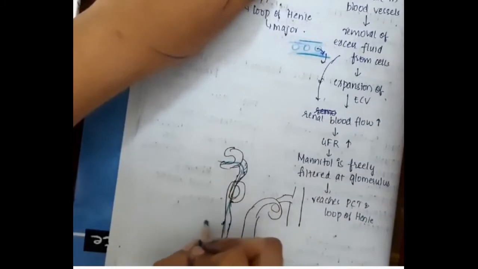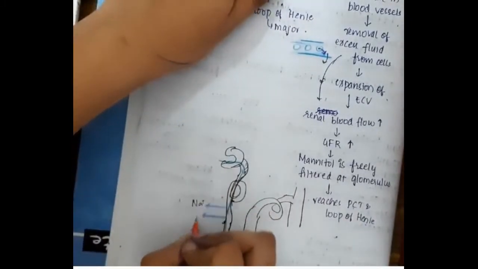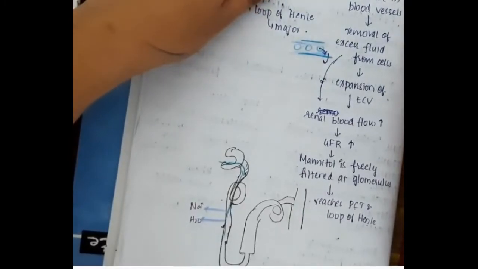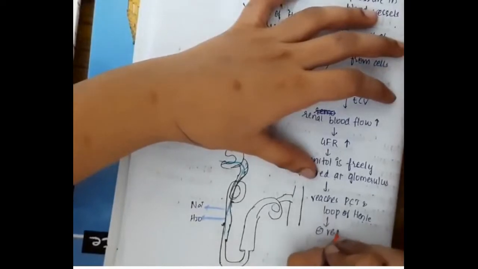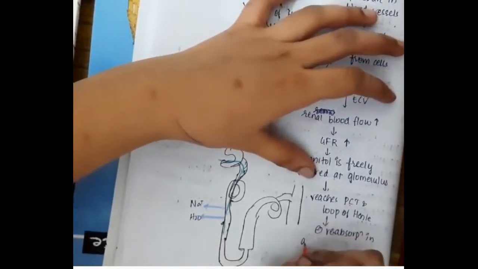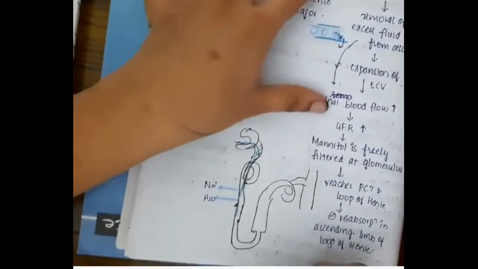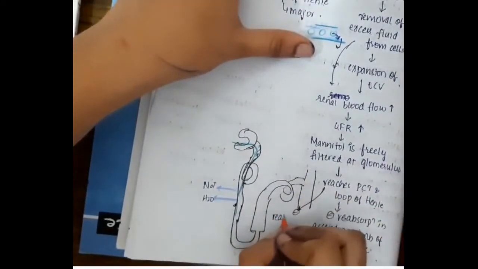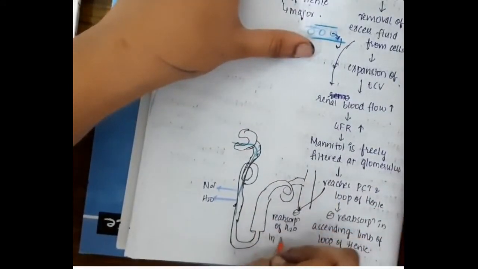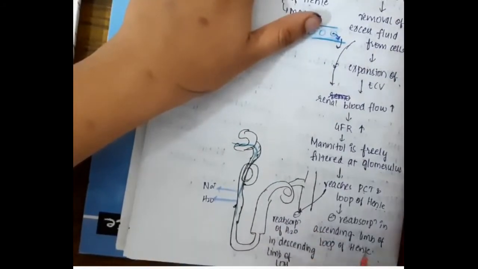Now once it has reached the proximal convoluted tubule and loop of Henle, normally there is reabsorption of sodium and water occurring from the proximal convoluted tubule and loop of Henle, but mannitol will inhibit the reabsorption of the solutes from the ascending limb of loop of Henle. So there is no reabsorption of sodium and water. Similarly, it also inhibits the reabsorption of water from the descending limb of loop of Henle.